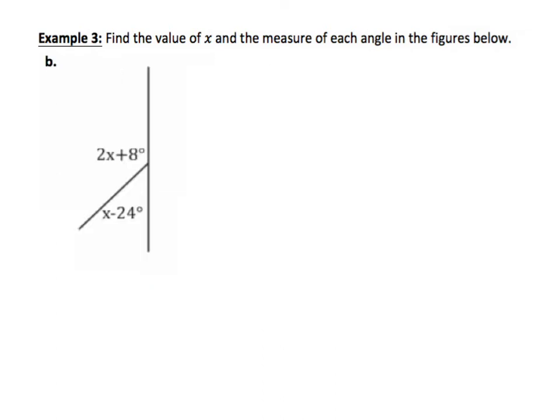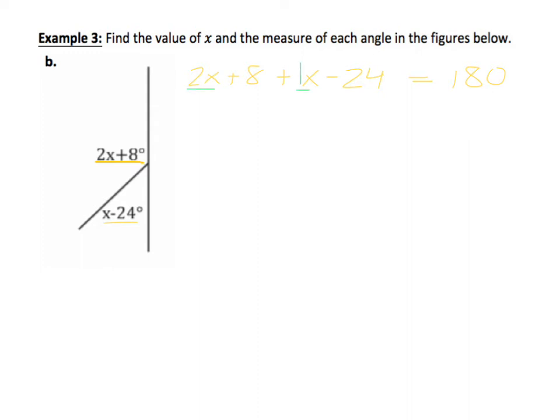For this next part of example 3, we're going to again find the value of x and find the measure of each angle in the figure. Notice that this time, the two expressions with the x's in them together are forming a straight line. And we know that a line is always 180 degrees. So these two angle pieces, the 2x plus 8 plus the x minus 24, together has to add up to 180. And now we can go ahead and solve for x like usual.